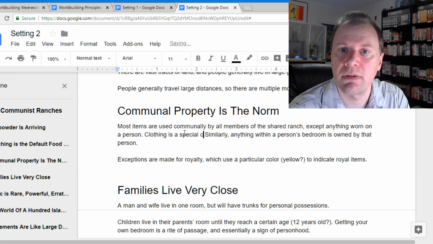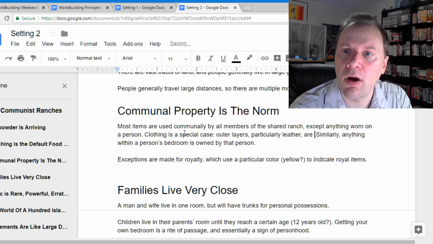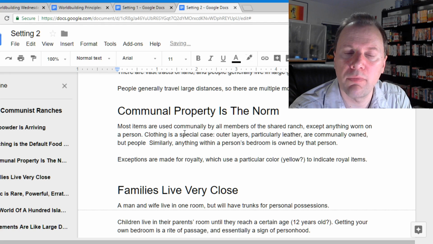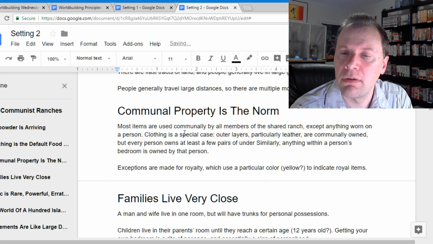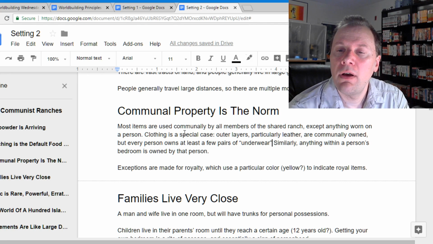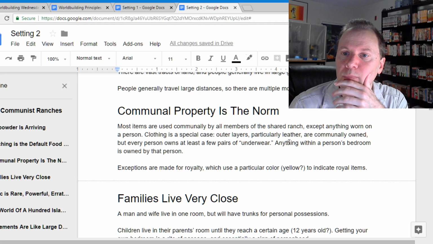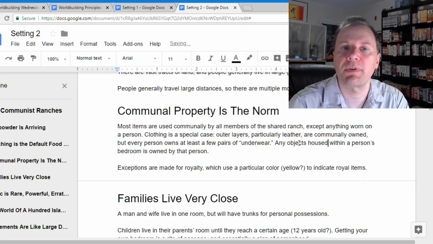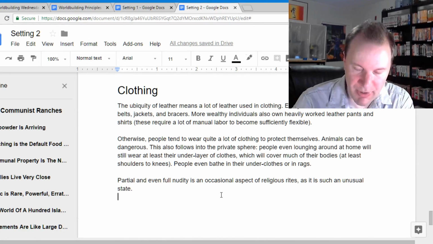Clothing is a special case. Outer layers, particularly leather, are communally owned, but every person owns at least a few pairs of "underwear." Let's put those in quotes so we know it's not our sense of underwear. Anything within a person's bedroom is owned by that person. And let's be more clear, any object housed within a person's bedroom is owned by the person, right? So we'll be very clear about that: if there's some physical thing that you're carrying around and you keep it in your room, that is yours.